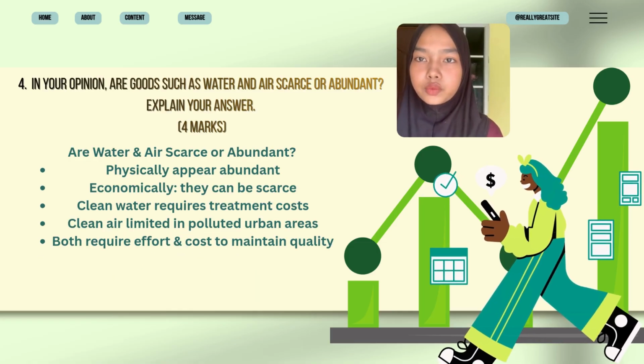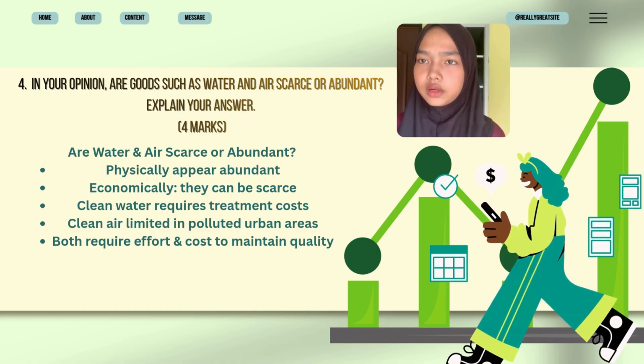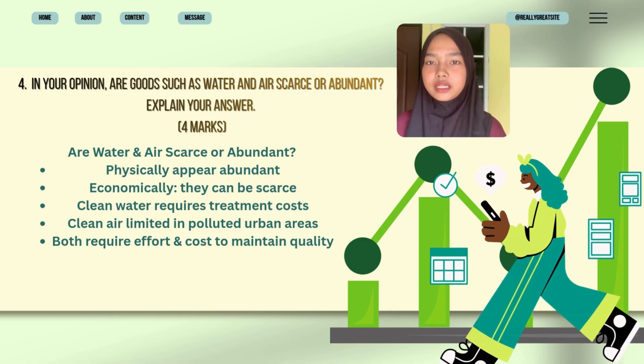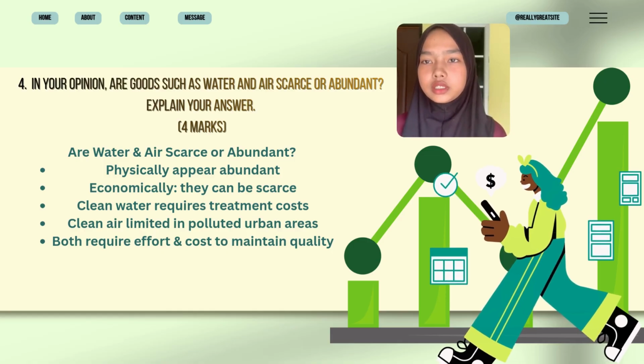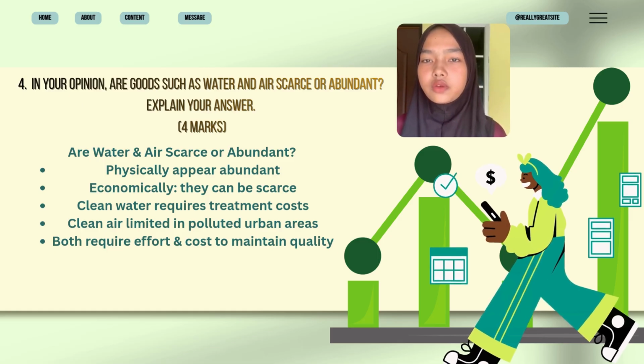Finally, I will discuss whether goods such as water and air are scarce or abundant. At first glance, water and air appear to be abundant. However, in reality, they can be considered scarce economic goods. For example, clean drinking water is limited and requires treatment, filtration, and distribution, which involves cost. Similarly, clean air is limited in urban and industrial areas due to pollution. Maintaining clean air requires government policy and technology, which also involve cost.